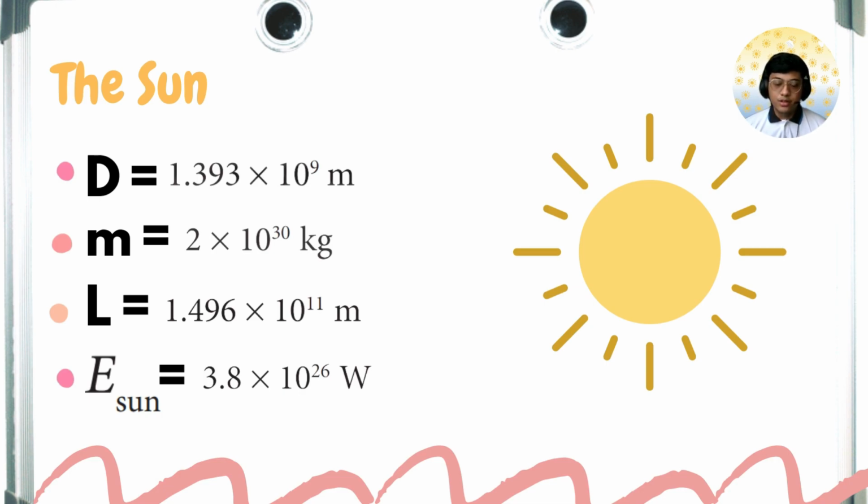It emits radiation energy continuously at a rate of 3.8 times 10 raised to the 26th power watts. Less than a billionth of the sun's energy, about 1.7 times 10 raised to the 17th power watts, strikes the Earth, which is sufficient to keep the Earth warm and to maintain life through the photosynthesis process.